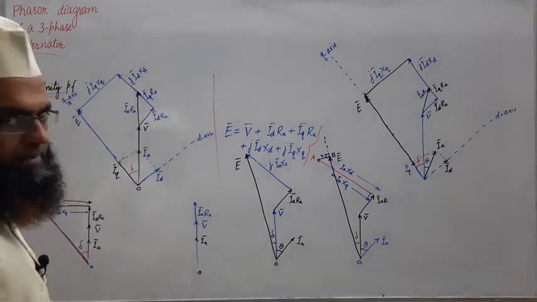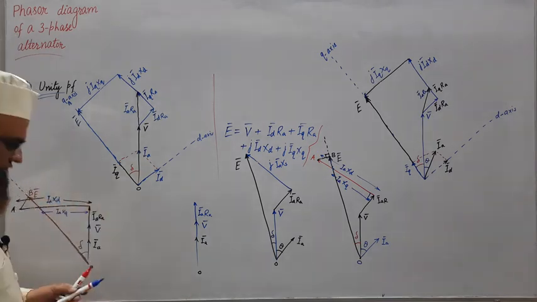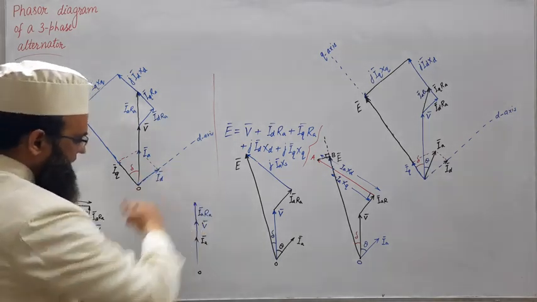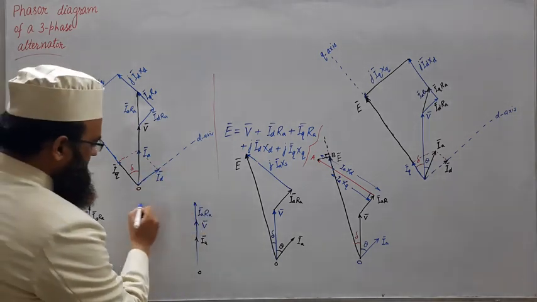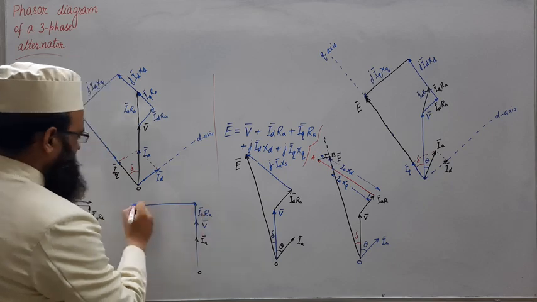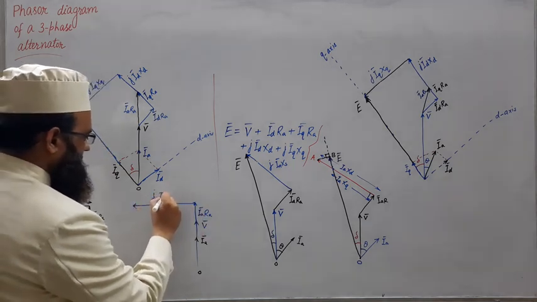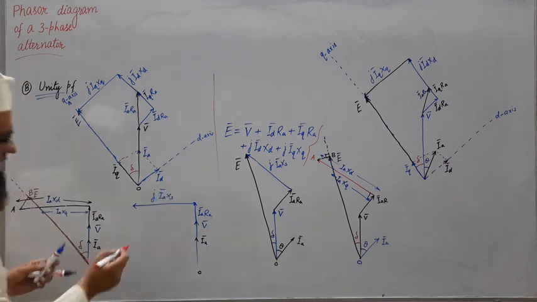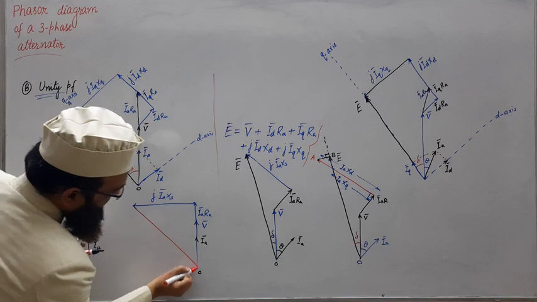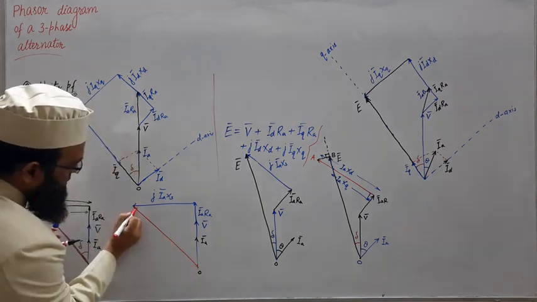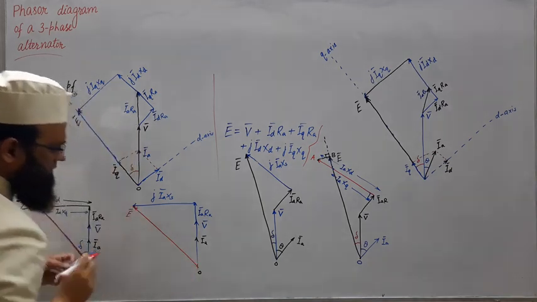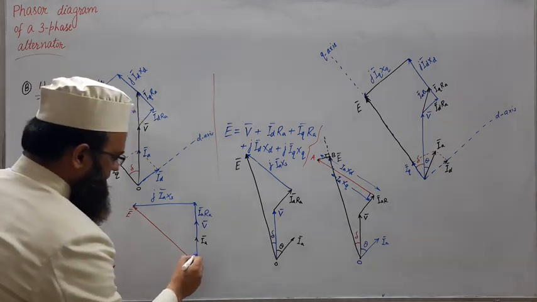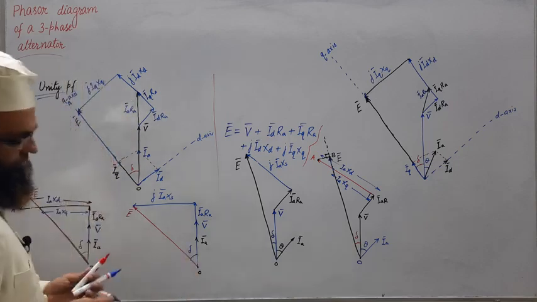Now J times IA XS for cylindrical rotor machine. So that will be obviously J times IA, that is rotated by 90 degrees anti-clockwise. So let us say this is J times IA XS. So this will be our per phase induced EMF E. Fine. This is O point, and this will be our load angle delta.